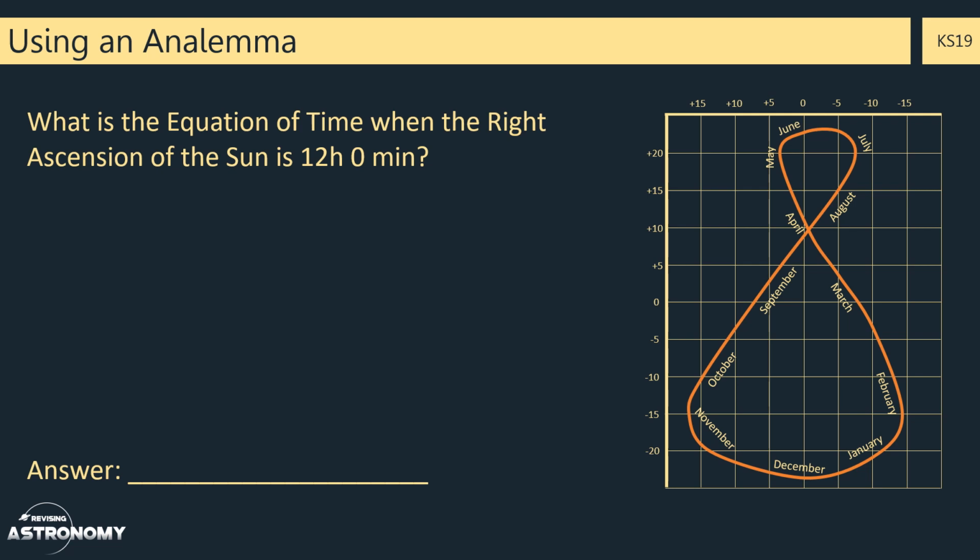So exactly halfway round would be the autumnal equinox. So the equation of time when the right ascension of the sun is 12 hours 0 minutes would be at the autumnal equinox, and we know the autumnal equinox will be when the sun is at 0 declination. And so it'll be this point here. So going up to our graph, again, we can see that the equation of time will be plus 7.